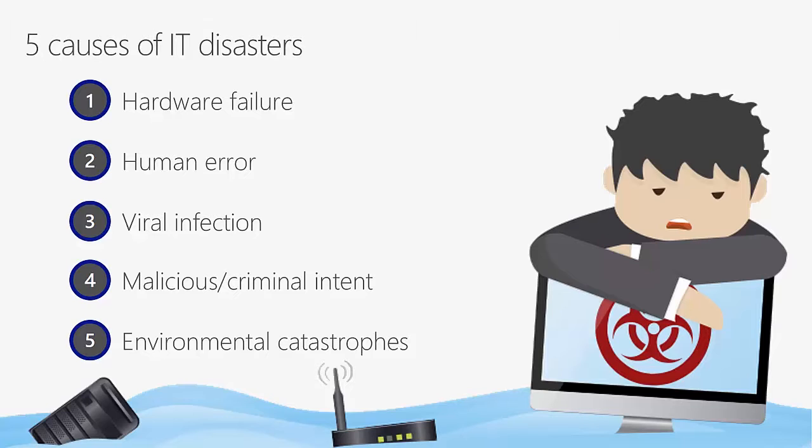The most common causes of IT disasters are often overlooked. Hardware failures, human error, or malicious intent can all cause a critical application to go down. I have seen an entire ERP system go offline because of a viral infection. So it is important to understand that an event does not have to impact your entire data center to become a disaster. But when a disaster does happen, what do you do?